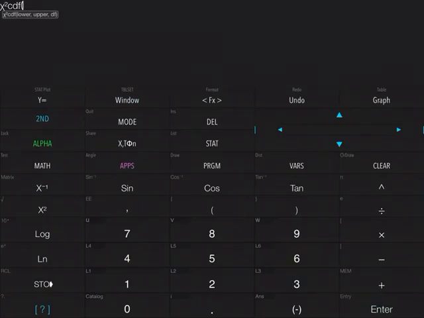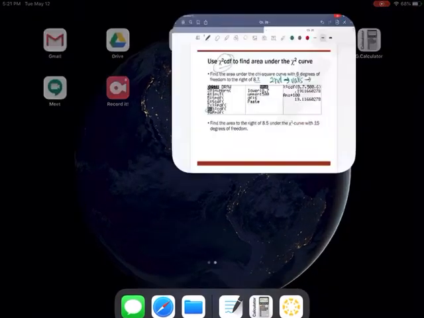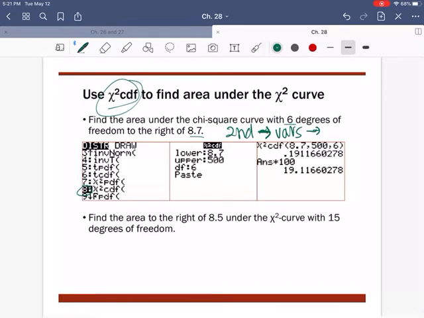Okay, so we go second vars, distribute, so it should automatically pop up on that first option. And we're going to do chi-square CDF. Do not choose option 7, PDF, we want CDF.